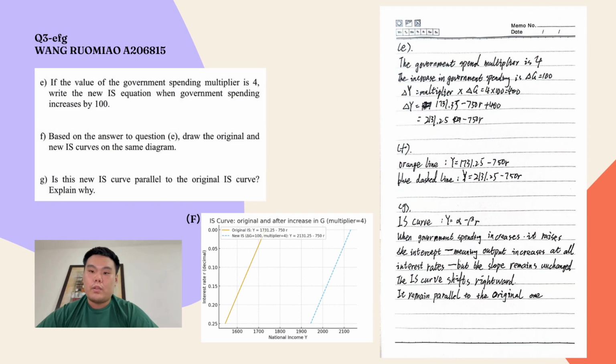I'm Wang Ruomiao. This is question 3, parts E, F, G. For part E, the government spending multiplier is 4. The increase in government spending is delta G equals 100. Delta Y equals the multiplier times delta G, equals 400. So the new intercept is 2131.25 minus 750R. For part F, the orange line is Y equals 1731.25 minus 750R.